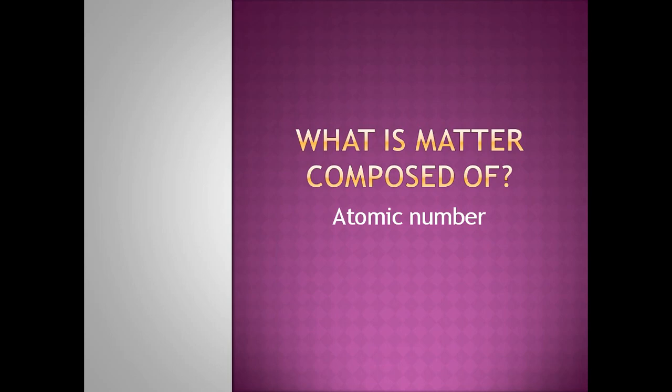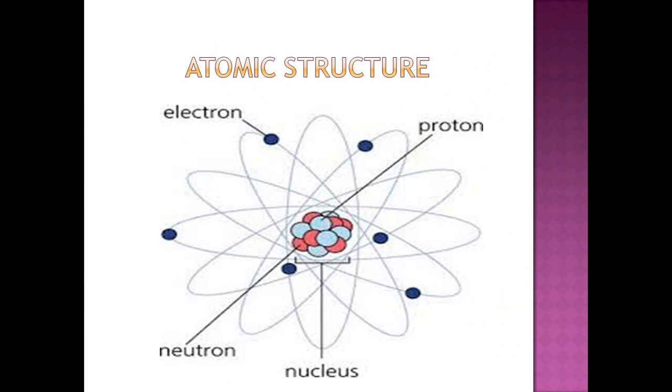You learned before that matter is everything around you that has mass and volume, and you also learned the structure of matter: each matter is made of smaller units called molecules, and each molecule is made of smaller units called atoms. Let's revise together the structure of the atom.